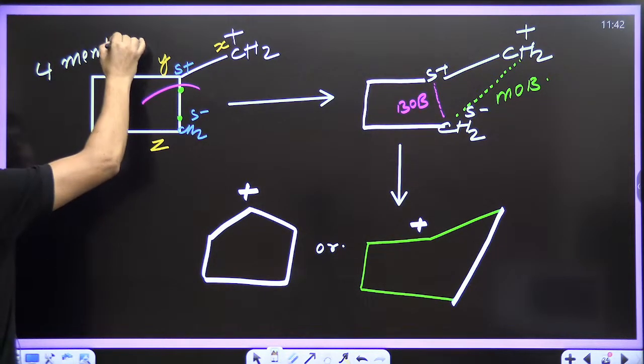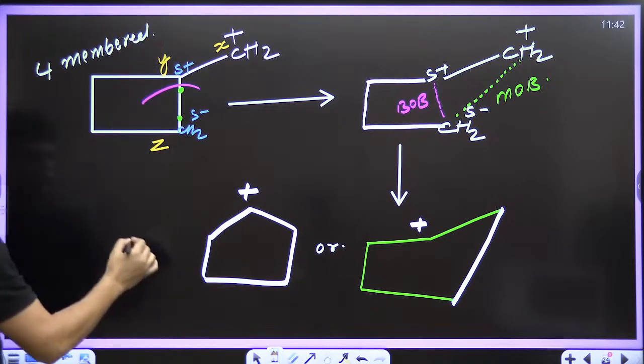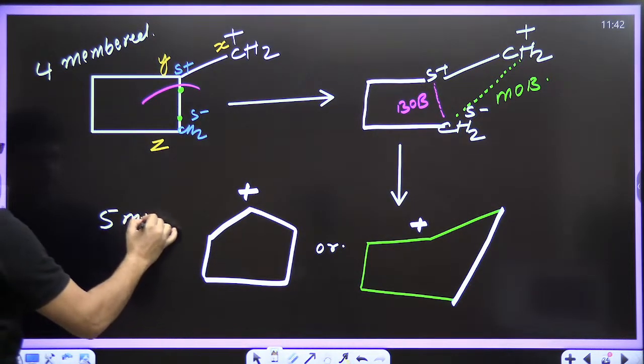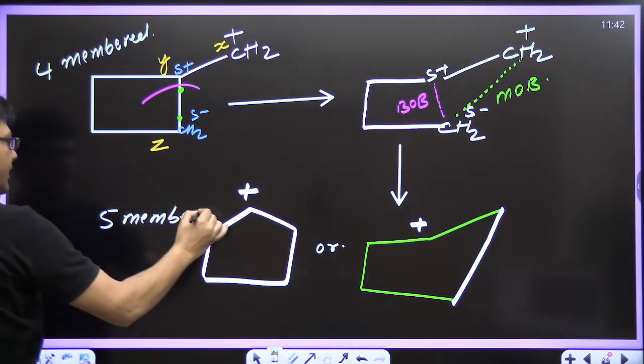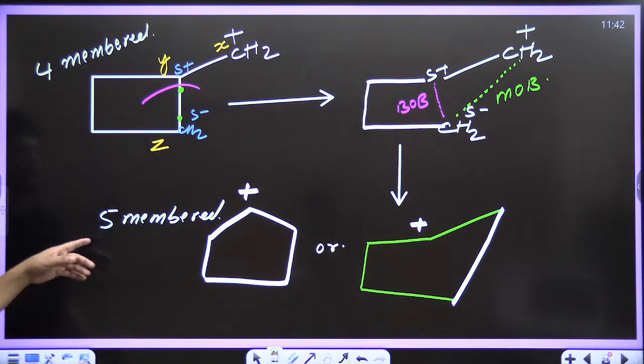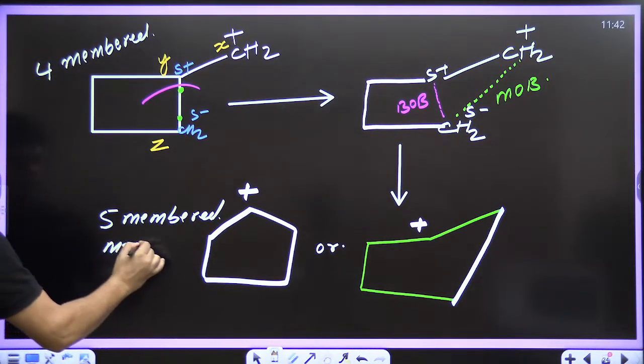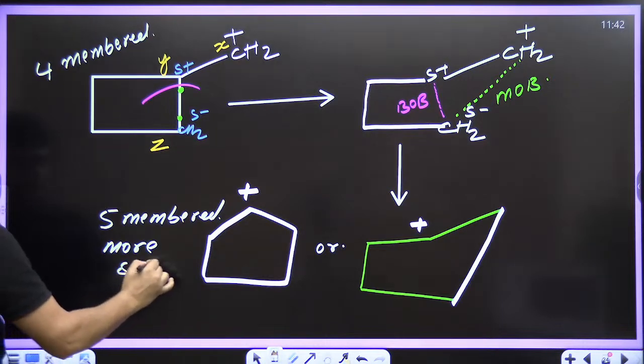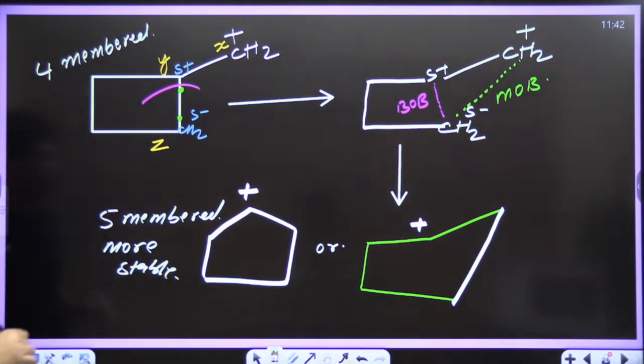4-membered to 5-membered. And this is a great relief. The 5-membered ring is more stable than the 4-membered ring, which is less stable.